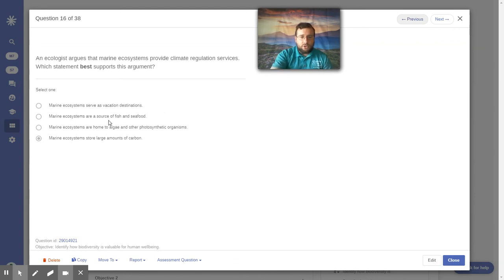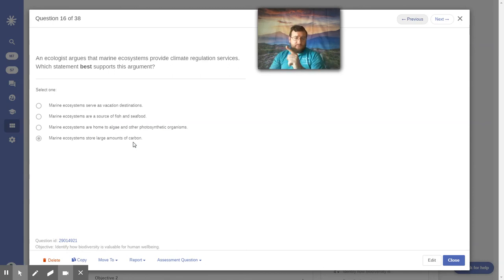Marine ecosystems are a source of fish and seafood. Yes, but that does not match the content because I'm talking about climate, so I need something that has to do with climate. Marine ecosystems are home to algae and other photosynthetic organisms. Yes, that's important as a supporting service, but again, not the content. And the last one says marine ecosystems store large amounts of carbon. All of that has an effect in the ecosystem.